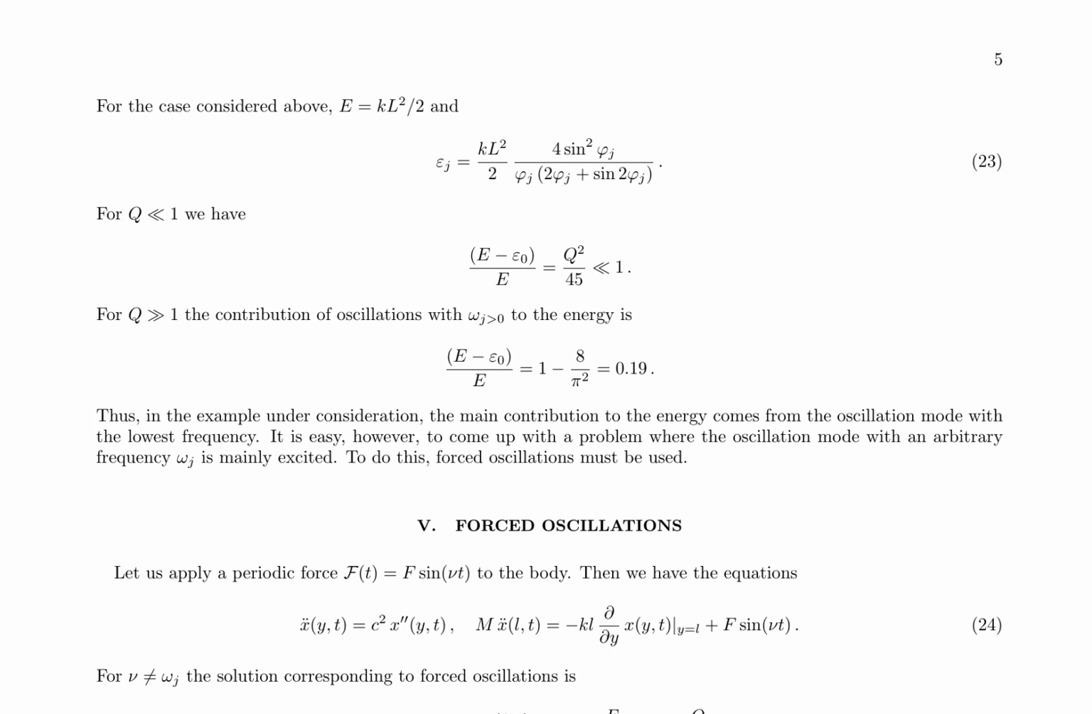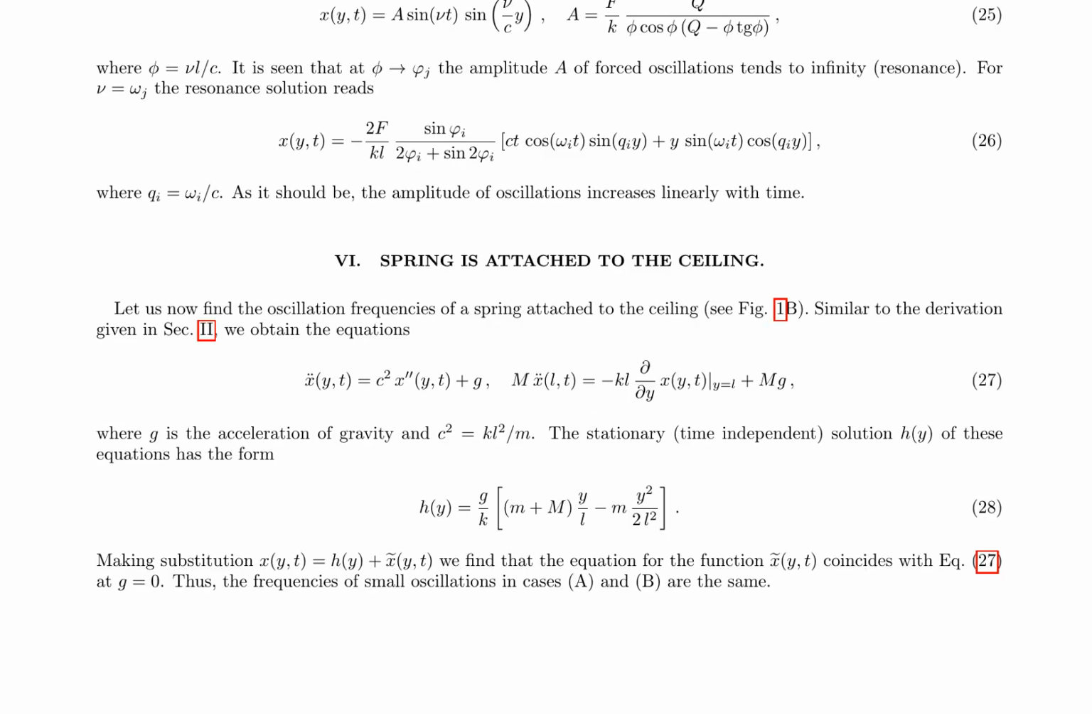Alternatively, when the spring is attached to the ceiling, as depicted in Figure 1b, the equations of motion take a different form, presented in equation 27. The stationary solution for this setup is given by equation 28. Notably, by making a substitution, it can be shown that the frequencies of small oscillations in both setups, A and B, are identical. This analysis provides insight into the dynamics of a body attached to a spring under forced oscillations, highlighting the phenomenon of resonance and its implications for the system's behavior.